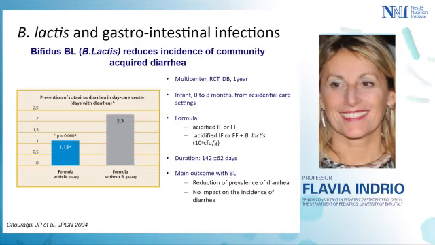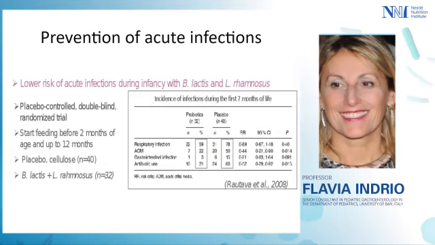Also these studies: this was a study of Bifidobacterium in milk, and how this kind of formula reduced the prevalence of diarrhea in children in a residential care setting. Also, this is a very nice study on the prevention of acute infection, done with a mix of Bifidobacterium lactis and rhamnosus. This supplementation reduced not only gastrointestinal infection, but also respiratory tract infection.